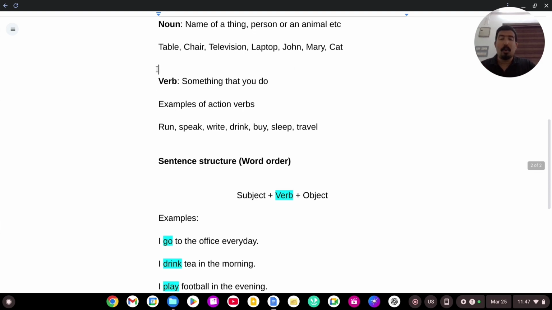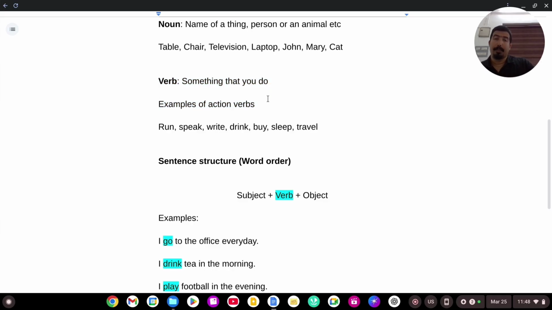Okay. So I won't be using many grammar rules here, but for the starting, when I'm going to train you to speak in English, I need you to learn with the basics in English. That is why I'm starting with some of the grammar here. Okay. So I am starting with these things.